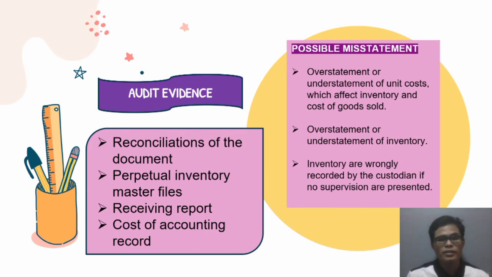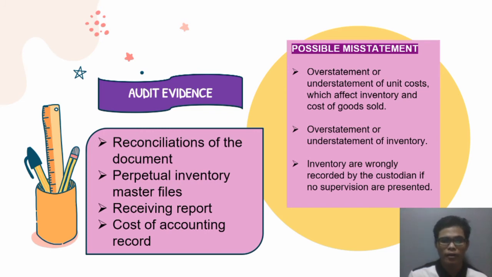Last but not least is audit evidence for accuracy assertion. The audit evidence involved is reconciliation of the document, perpetual inventory master file, receiving report, and also cost of accounting record.